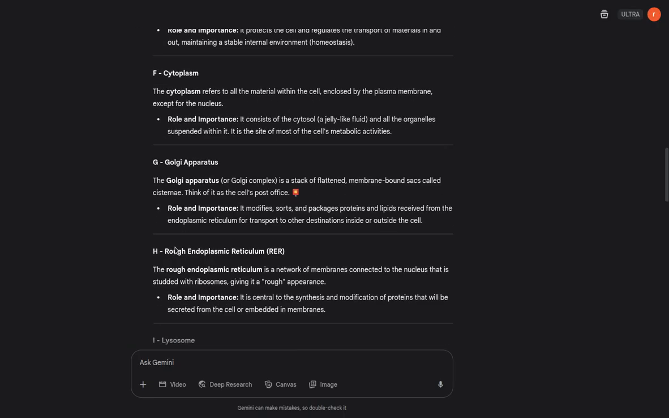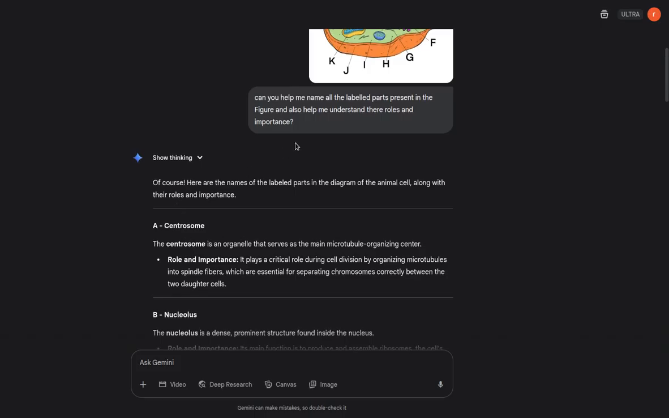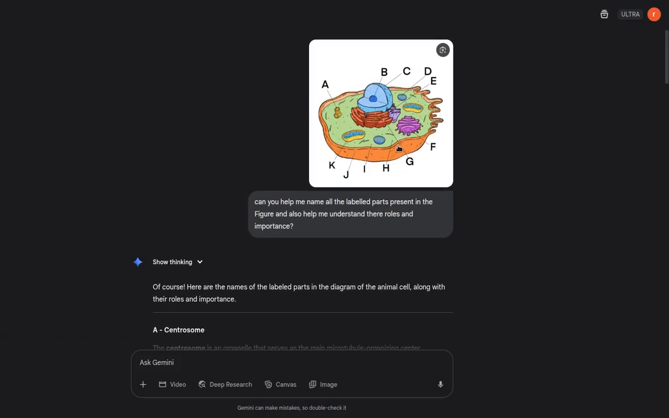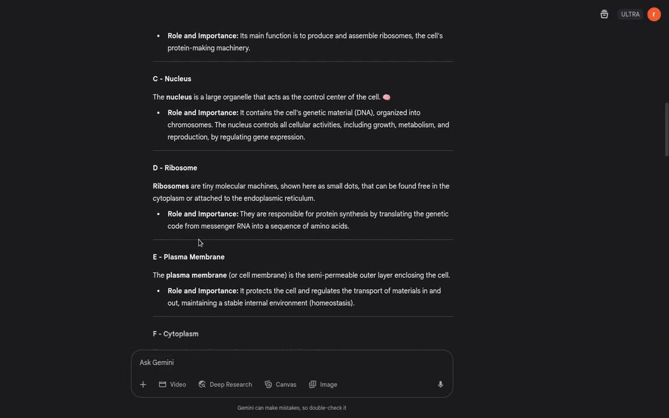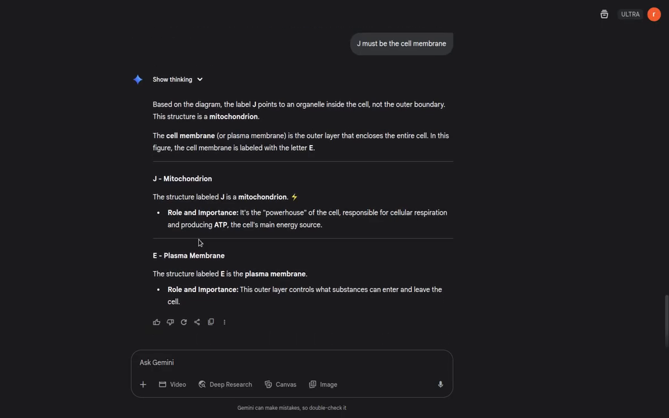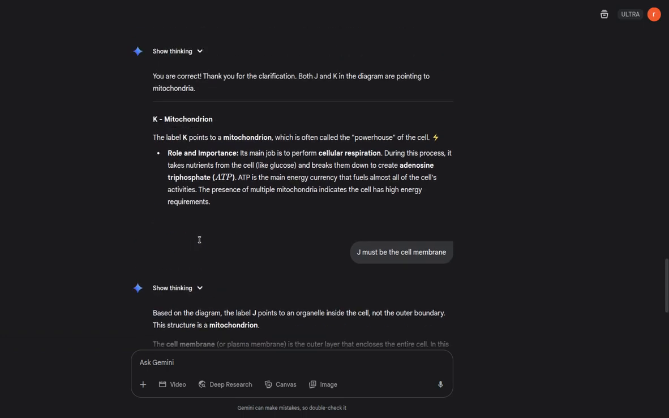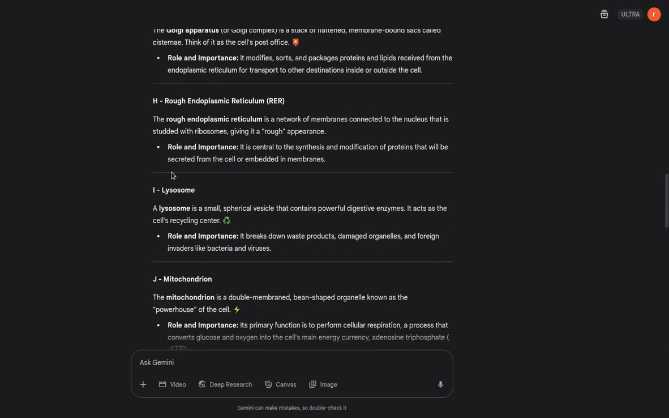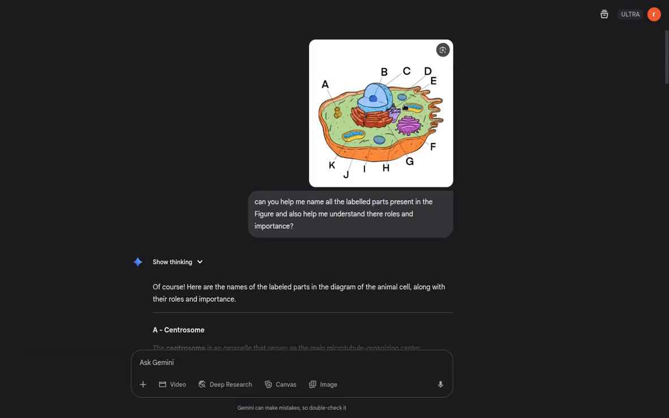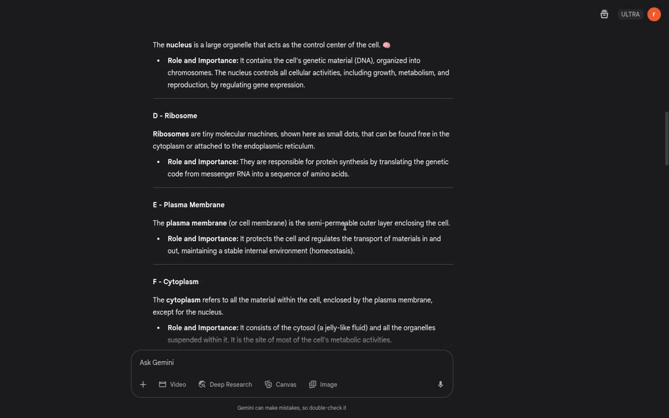No issues. And G is the Golgi apparatus. No, G is not the Golgi apparatus. F is the Golgi apparatus. I is the lysosome sign. Okay, but I have my doubt. D is the ribosome.